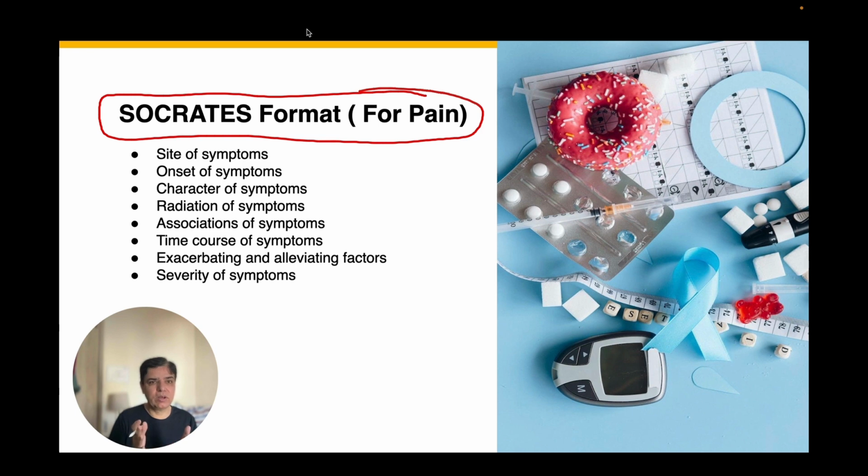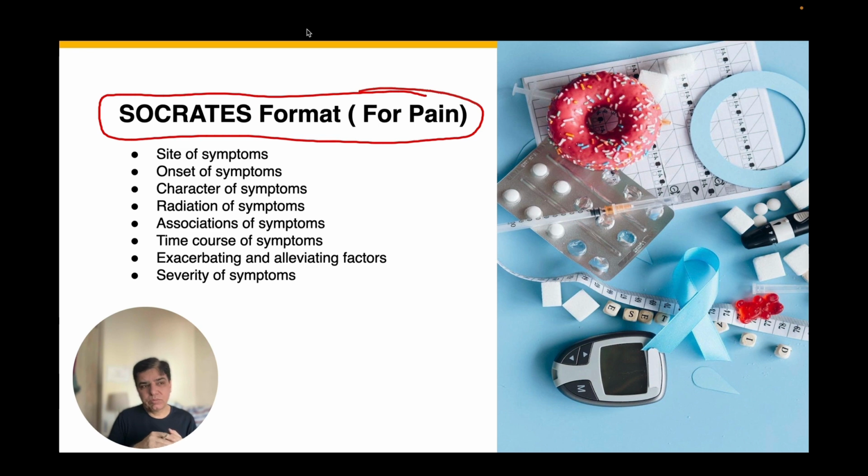R is radiation of the symptoms. You have to ask where the pain is coming from, and if they feel like the pain is going somewhere. So that's radiation. A is association: is it associated with something? For example, if it's abdominal pain, is it associated with diarrhea, constipation, vomiting, etc.?